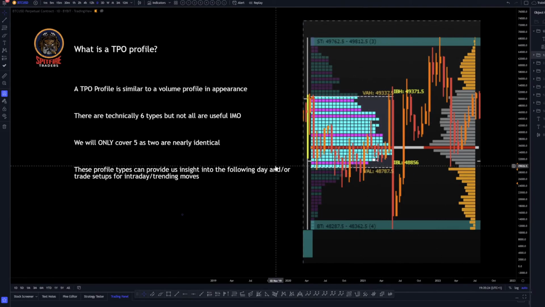But yeah. Now technically there are 6 types of profile, but today we're only going to cover 5. And the reason why I say that is because all 6 aren't relevant. In fact, there's 2 of them that aren't relevant really, but I have included one of them still. The final one, which is not going to be included, is effectively a direct copy of one of them anyway.